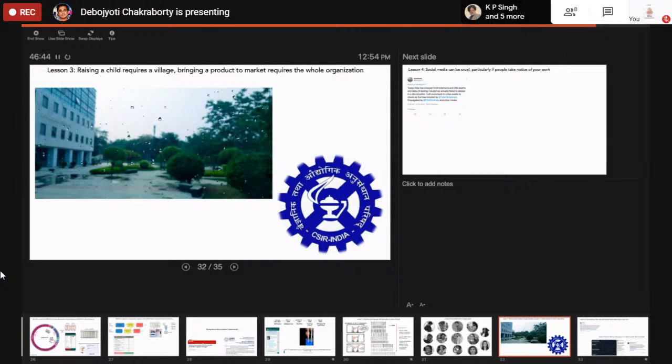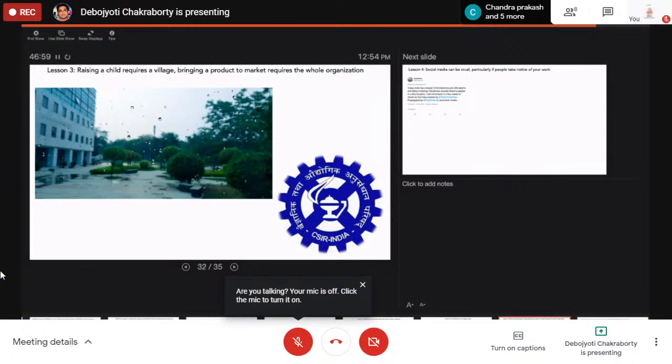If you want to bring a product to the market in such a time frame, in this case about 100 days, then you need the entire organization. So not just IGIB, but the whole Council for Scientific and Industrial Research to come together, from the highest position, the Director General, to the lowest in the hierarchy, such as the person who opens the doors in IGIB for the vendors to come and give. So it was a mammoth exercise.